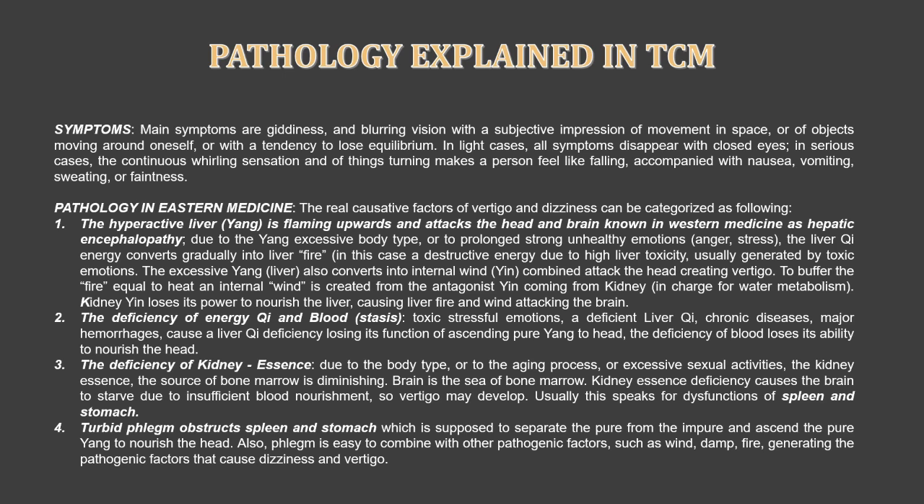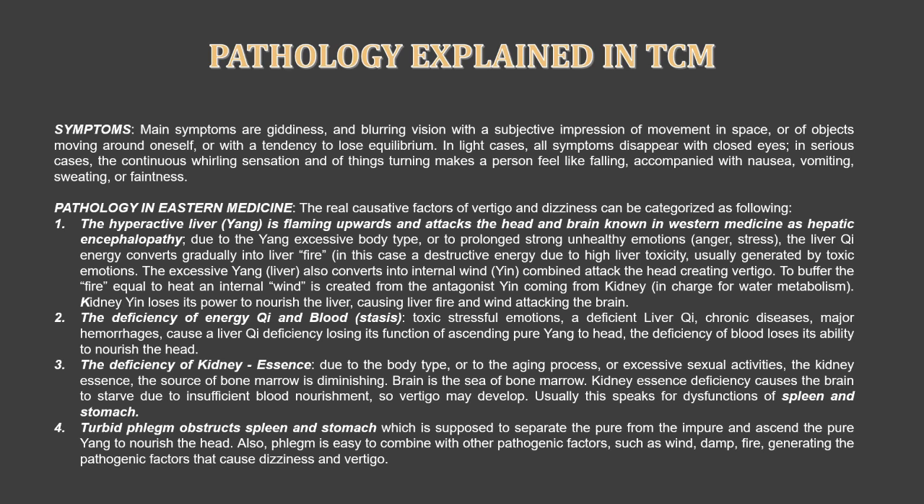The deficiency of kidney essence, well, due to the body type or to the aging process or excessive sexual activities, the kidney essence, the source of bone marrow, is diminishing, and the brain is the sea of bone marrow. The kidney essence deficiency causes the brain to starve due to the insufficient blood nourishment, so vertigo may develop. Usually this speaks for dysfunctions of the spleen and the stomach.